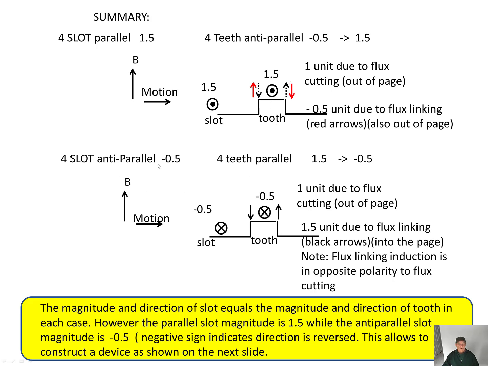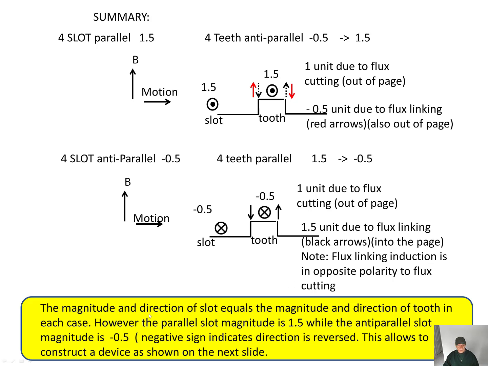So 4 slots anti-parallel. Now this is a different case where the induction is minus 0.5, which is into the page, and then the 4 teeth will be parallel. The induction is 1.5, but the net effect will be minus 0.5. So both will be 0.5 and minus 0.5, and 0.5 into the page. 1 unit due to flux cutting out of the page. 1.5 units due to flux linking, black arrows, into the page.